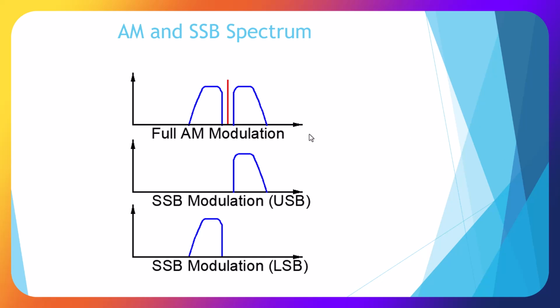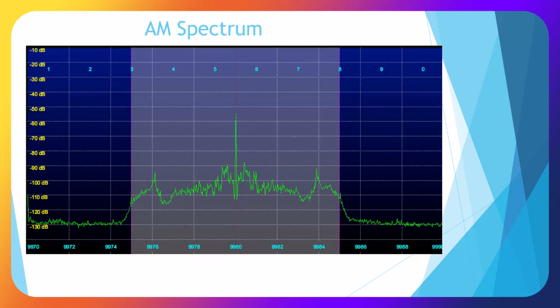Full AM modulation, we show the carrier and two sidebands. And single sideband modulation, where the carrier is suppressed, and this is the upper sideband. And here is the carrier suppressed and the lower sideband. Here's a spectrum analyzer showing the AM spectrum, where we have the center carrier and our two sidebands.